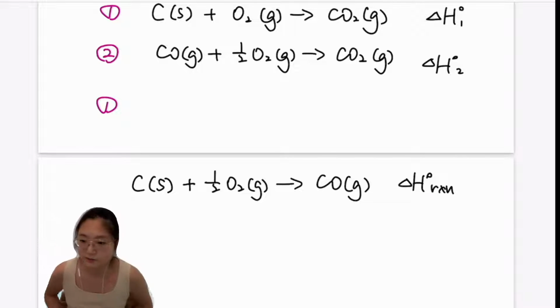What is the standard enthalpy of formation? Okay, we will talk about the standard enthalpy of formation when we're done with Hess's law and the bond enthalpy.